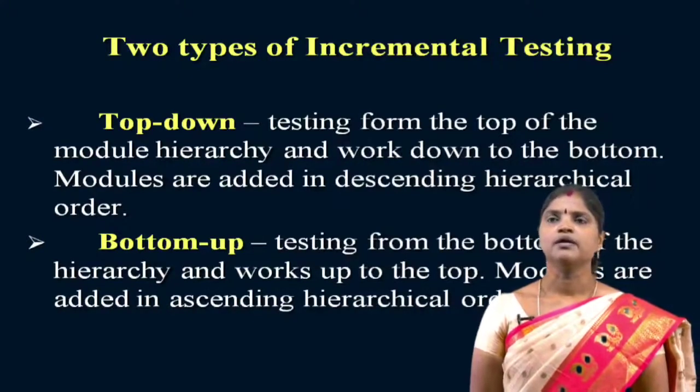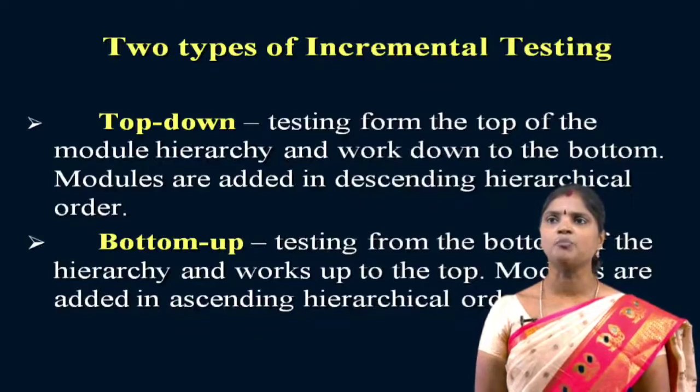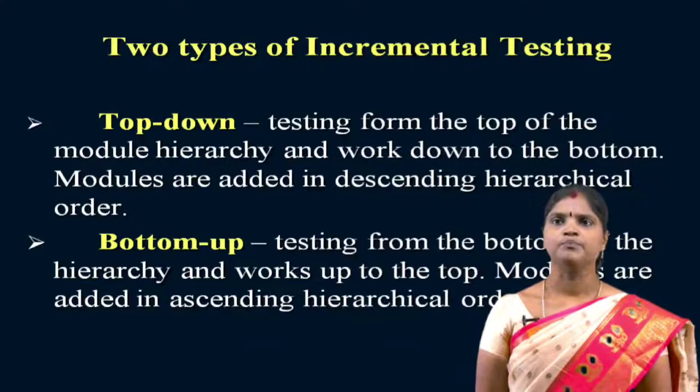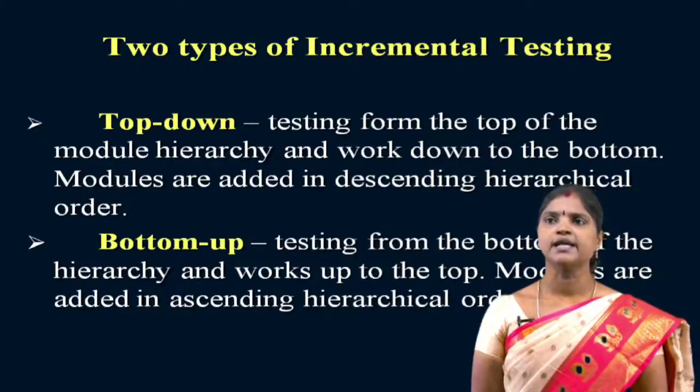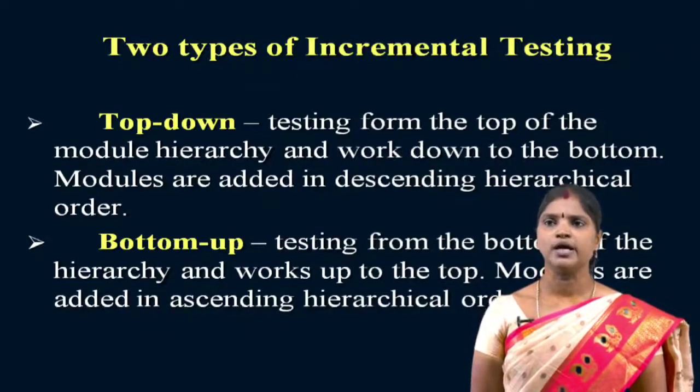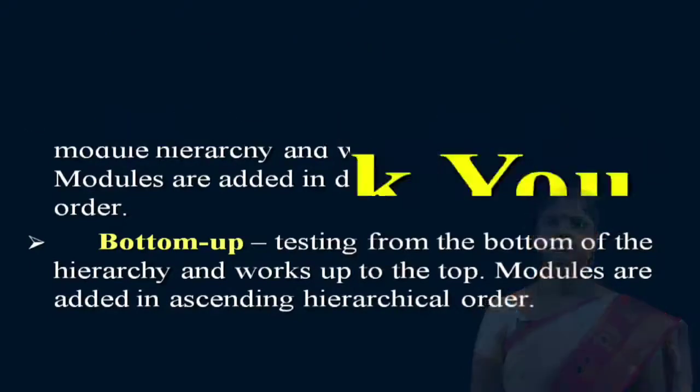First one, top down, which means testing from the top of the module hierarchy and working down to the bottom. Modules are added in descending hierarchical order. Bottom up, that means testing from the bottom of the hierarchy and working up to the top. Modules are added in ascending hierarchical order.